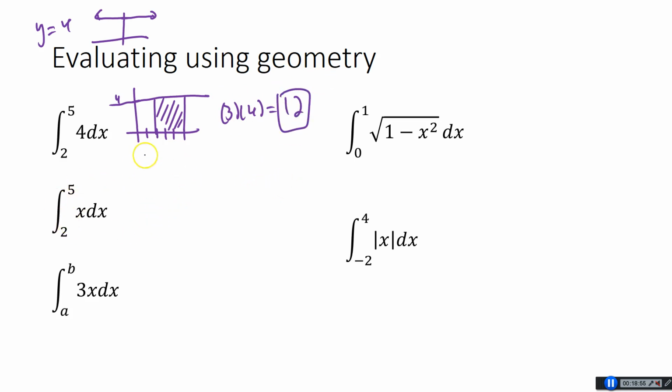Next up, we're going from 2 to 5 of x dx. So let's see here. Y equals x looks like this, 1, 2, 3, 4, 5. We're trying to find this area right here. Think about how you could do that. There is a formula for finding the area of this. We're actually going to talk a lot about it later in chapter 5.